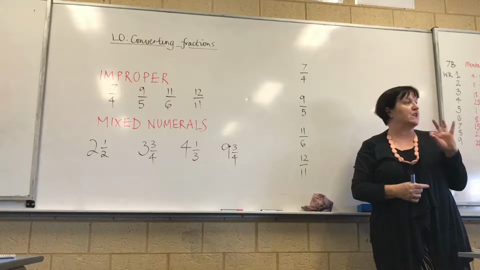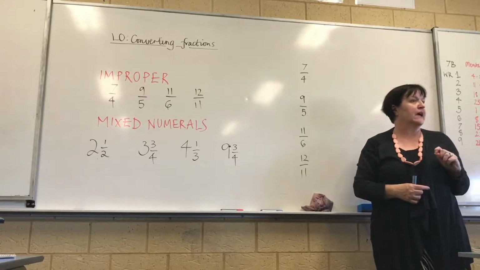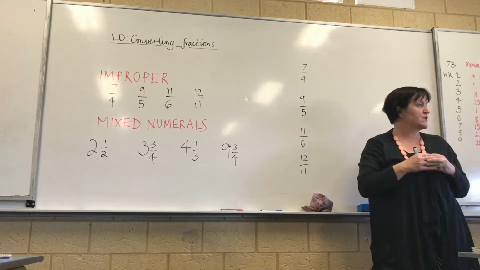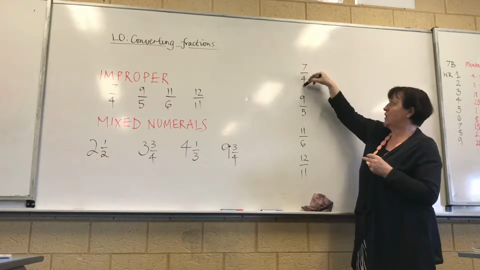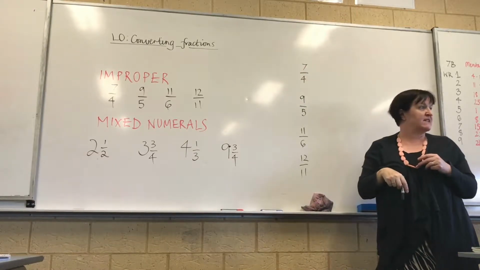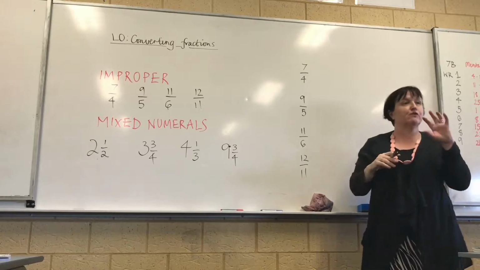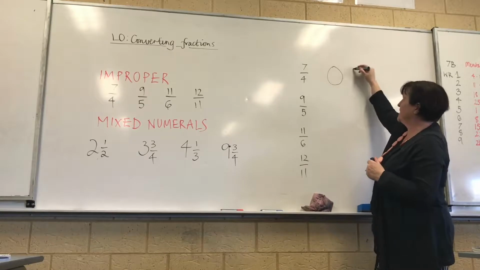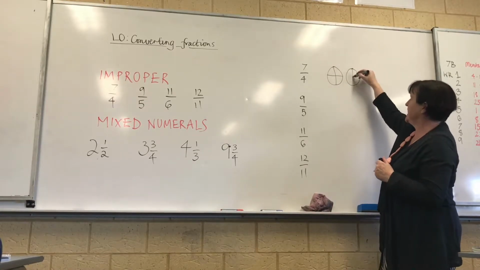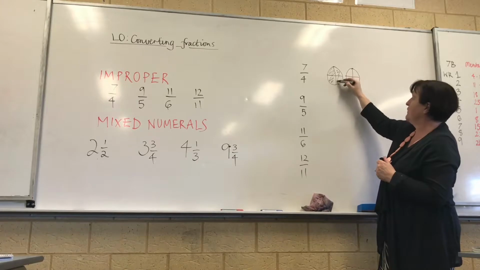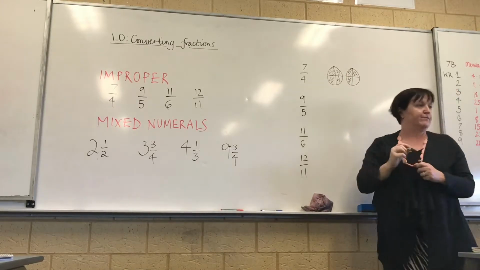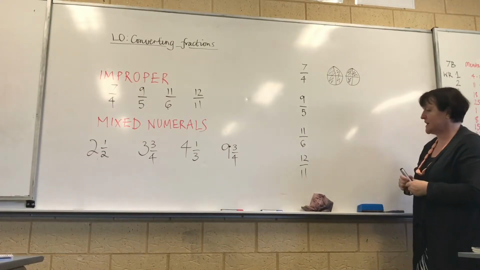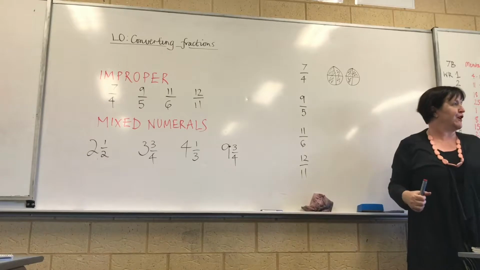So this is where you need to be good at dividing, okay? Because what we have to do is we have to work out how many whole ones are included in that 7 over 4. So if you imagine you've got 7 quarters. So let me just draw that pictorially for you so you can have an idea. You've got 1, 2, 3, 4, 5, 6, 7. So how many whole ones have you got? 1. 1, that's right.